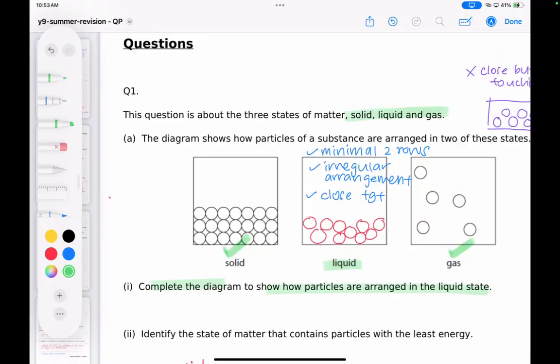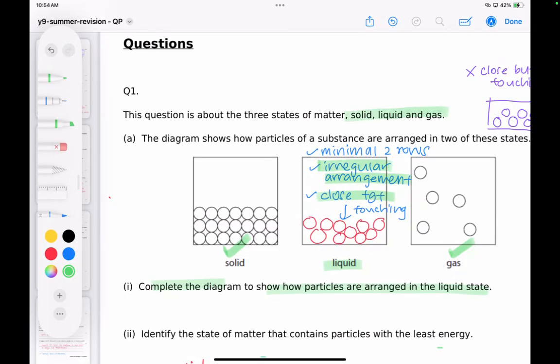Okay, so for liquid, you do need to know that the particles are close together, but they are going to be more irregularly arranged compared to solid. That means they are not so neat. So you still need to make sure that the particles are close together. They're still touching. Okay, you can see touching each other, but they are not as neat as solid. So you need to look out for the irregular arrangement.